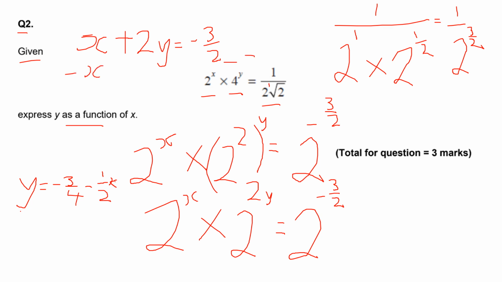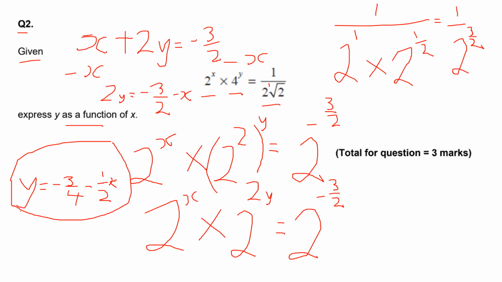So we've got 2y equals minus 3 halves, subtract x. Dividing both sides of my equation or my formula by 2, we get that y is equal to minus 3/4 minus a half x, or y equals minus 0.75 minus 0.5x. Either answer would suffice, but that, guys, is my answer to this tricky AS pure maths index law question.